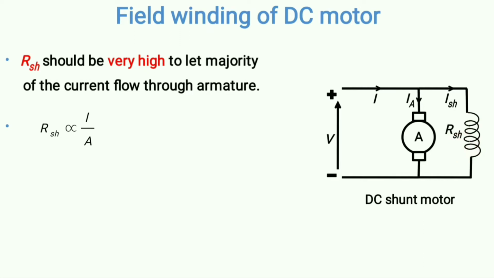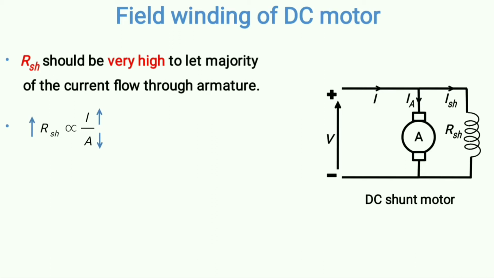Now you need your RSH to be very high. In order to make it very high, first you need to increase the length of the conductor. This is the first point: your winding should be long enough. The next point is that the cross sectional area should be less. Then only your resistance will increase. So these are the 2 points required to make the resistance very high.